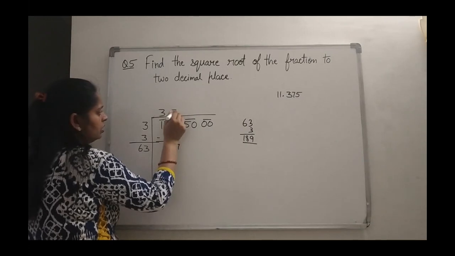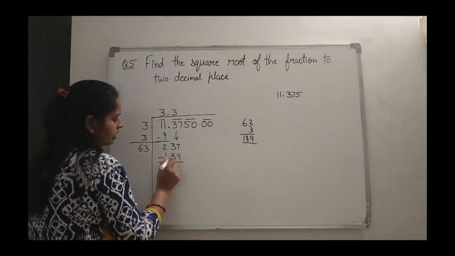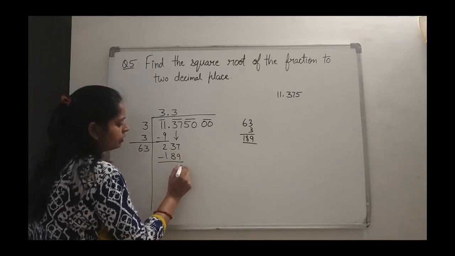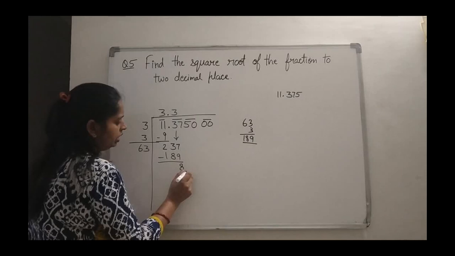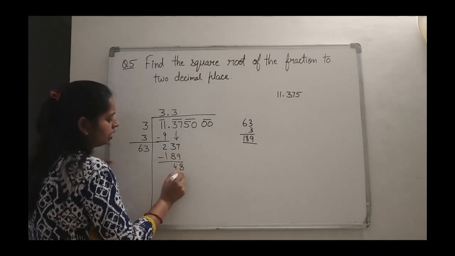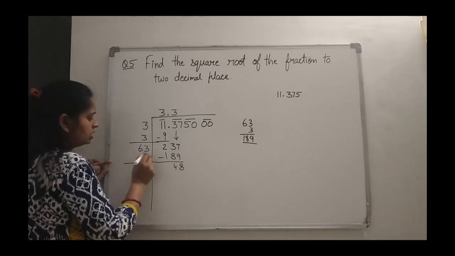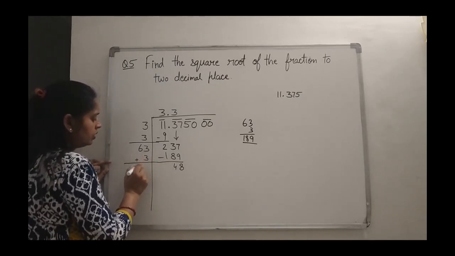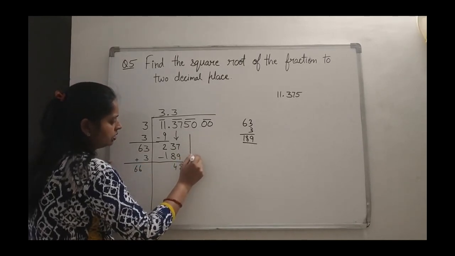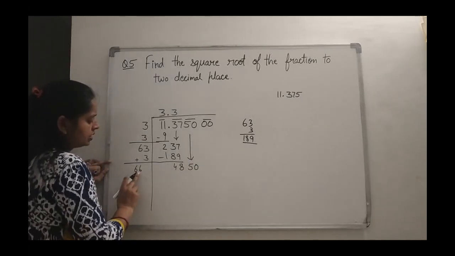Okay, so here also 3, and 189. Again doing the subtraction. 17 minus 9 will give you how much? 8. 12 minus 8 is 4. Again, here also we'll do the addition. 3. So 63 plus 3 will give you how much? 66. And the next pair will come down, that is 50. Now here is 66.